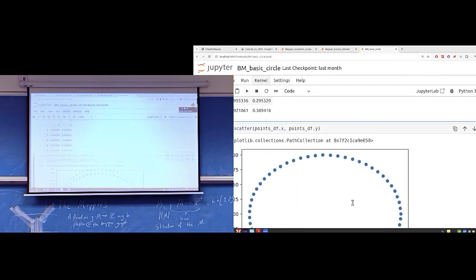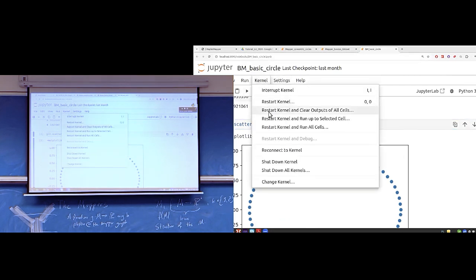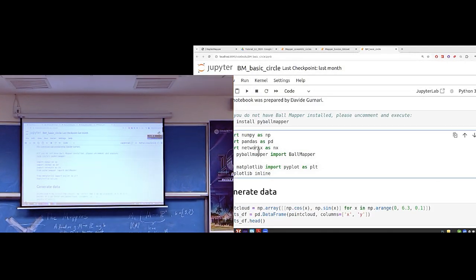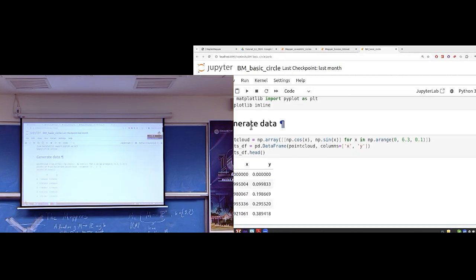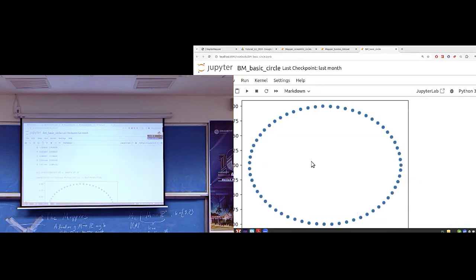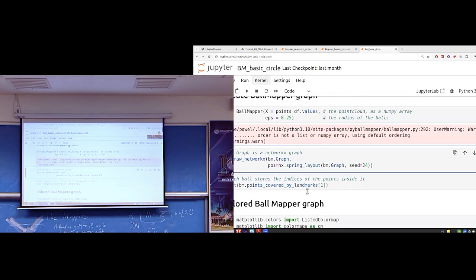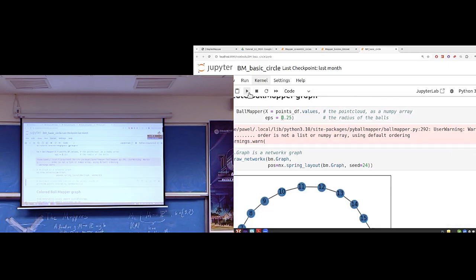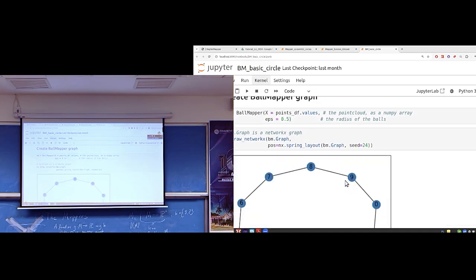Over here, we are just generating a simple scatter plot. Let me just restart it and clear so that we don't get the spoilers. We are just using standard sine cosine parametrization. Creating a ball mapper with epsilon equals 1/4. Of course, we can play with the epsilon as you wish, using the standard Euclidean distance.